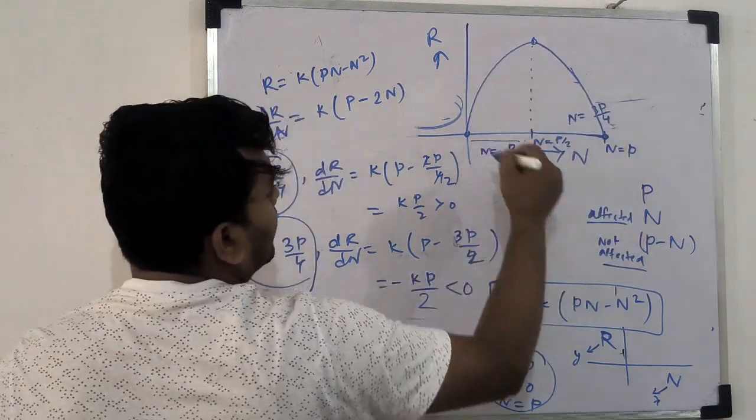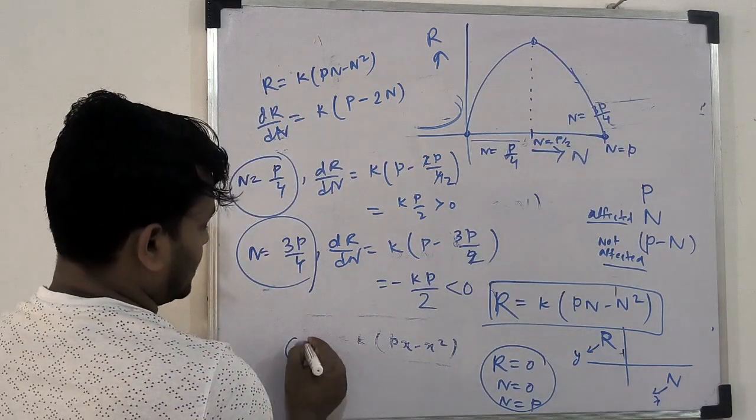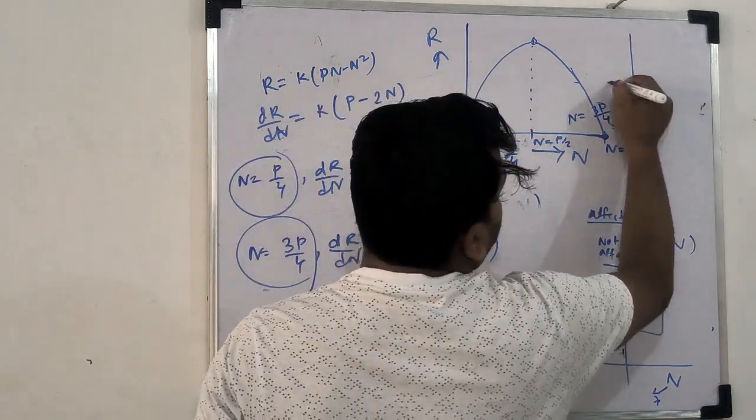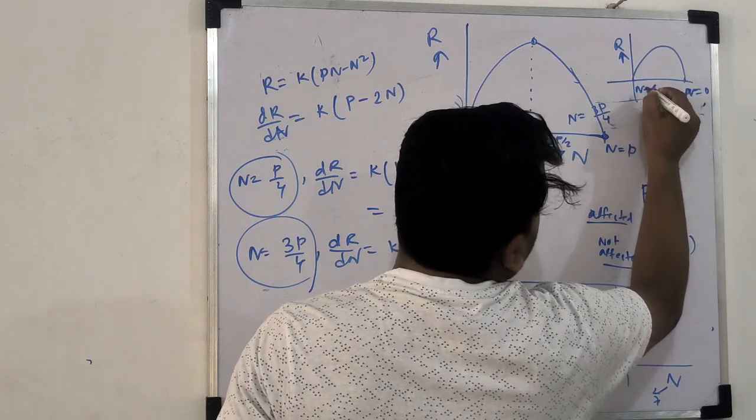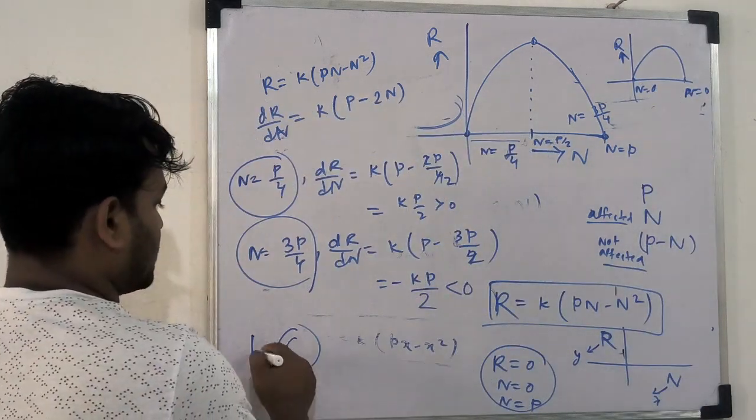So the graph will be like this, a parabola. So option C is correct, where it was given that at N equal to P, R is 0, and at N equal to 0, R is 0. So option C is correct.